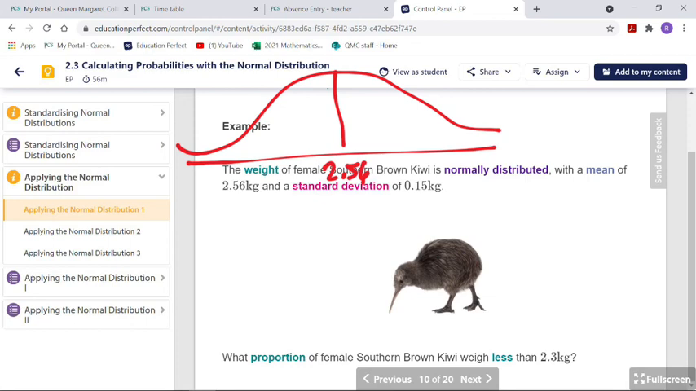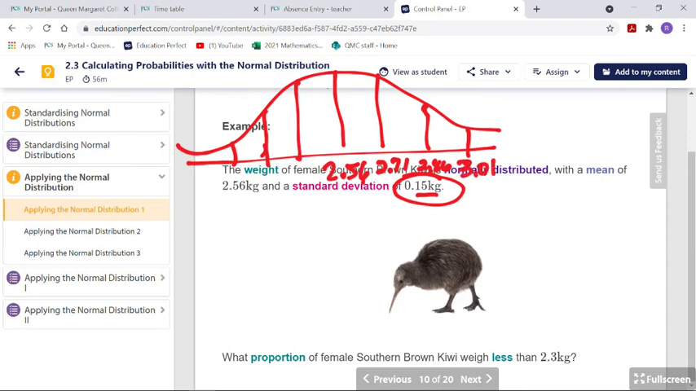So it's 2.56. Then as we move to the right, we're just going to go up some. As we move to the left, we're going to go down by these amounts. So what's 2.56 plus 0.15 going to give me? 2.71. Plus another one? 2.86. Plus another one? 3.01, I think. This is me doing it in my brain.